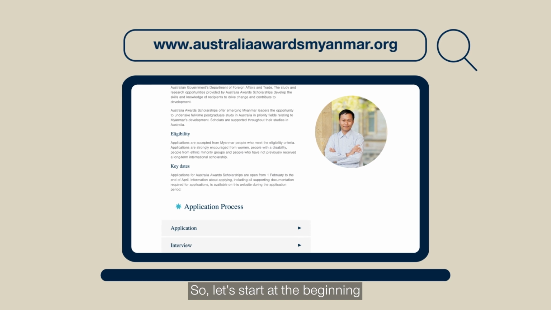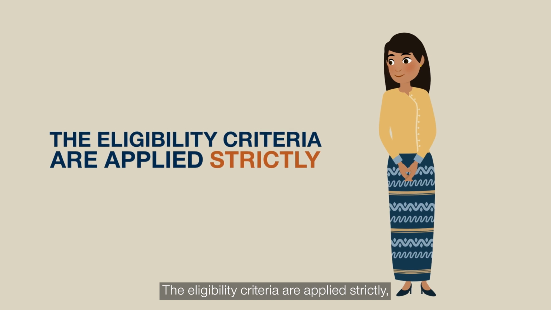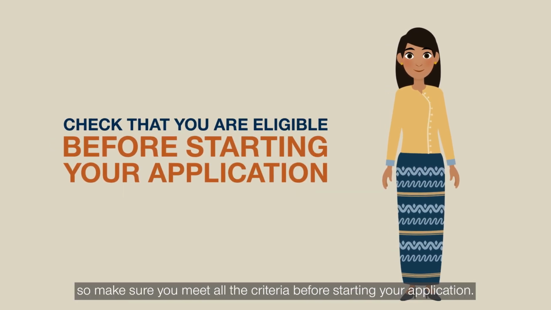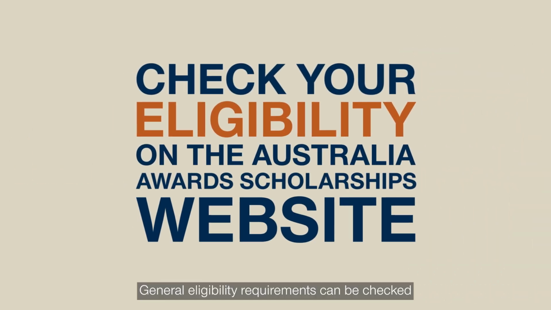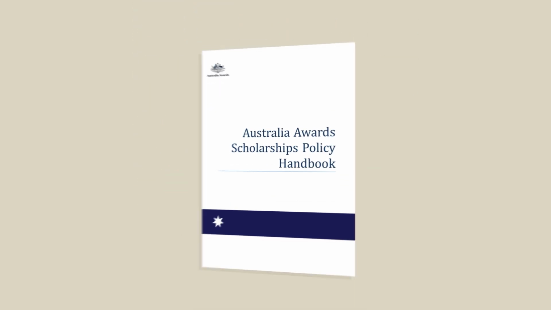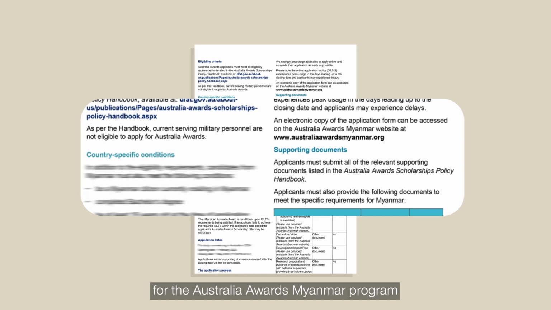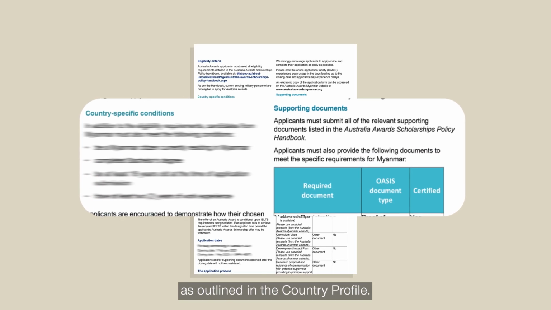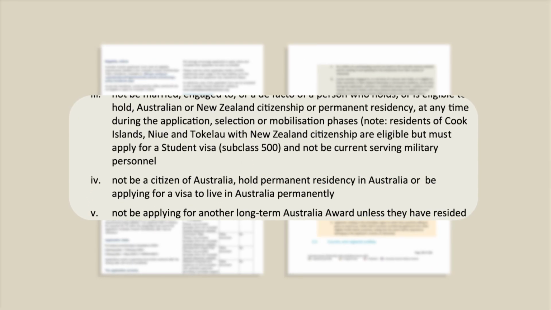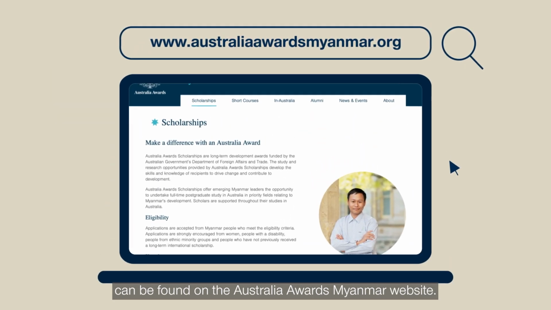So, let's start at the beginning. Are you eligible? The eligibility criteria are applied strictly, so make sure you meet all the criteria before starting your application. General eligibility requirements can be checked in the Australia Awards Scholarships Policy Handbook. There are also some additional eligibility criteria for the Australia Awards Myanmar program, as outlined in the country profile. You must also ensure that you meet these specific criteria. Helpful links and tools can be found on the Australia Awards Myanmar website.